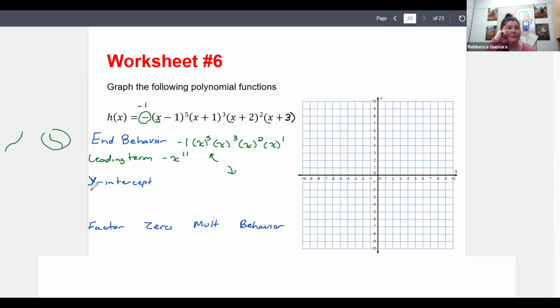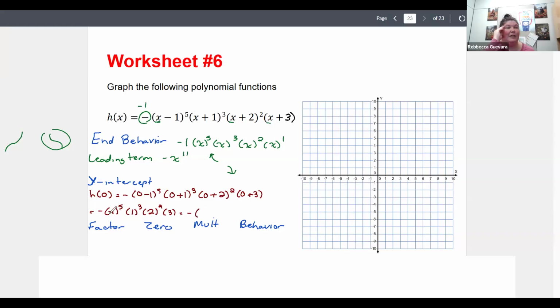So y-intercept, that's where x is 0. So we have negative 0 minus 1 to the power of 5, 0 plus 1 to the power of 3, 0 plus 2 to the power of 2, 0 plus 3. We're going to have a negative 1 to the power of 5, 1 to the power of 3, 2 to the power of 2, and 3.